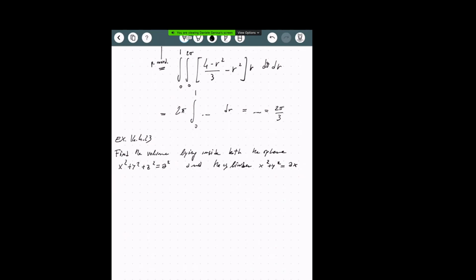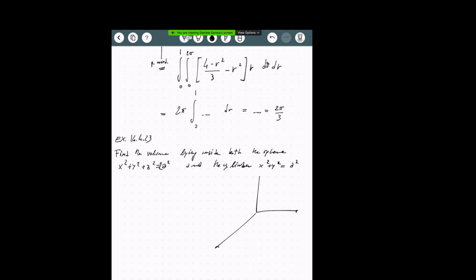Wait a second. No, sorry, this was the 22. 23 has a 2 here, apparently, yes. Well, you can try to do the 22 too if you want. So what do we have here?